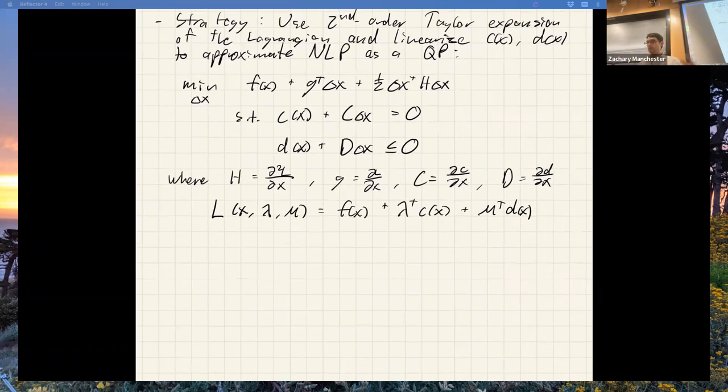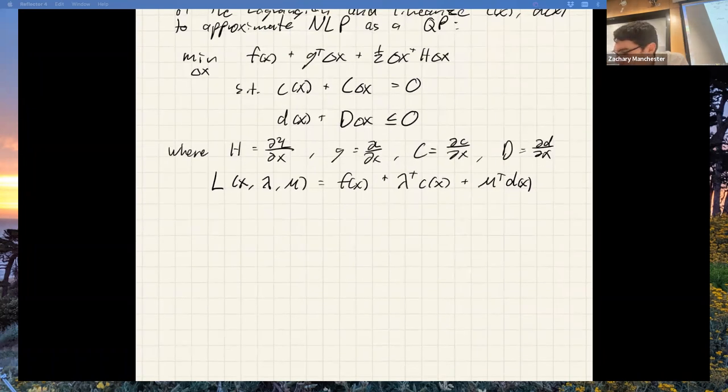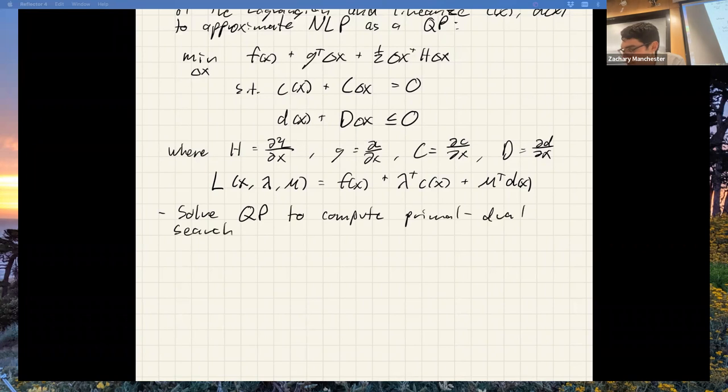Then we stack all this up. Now you know all the pieces. We solve the QP, and that gives us a search direction on both the primals and duals. We'll call that whole thing delta z, where I have a delta x, a delta lambda, and a delta mu.